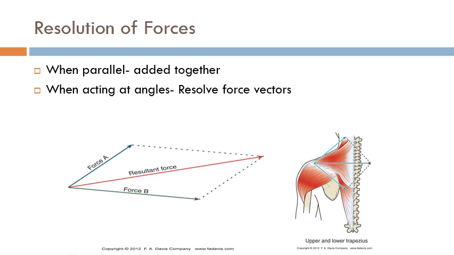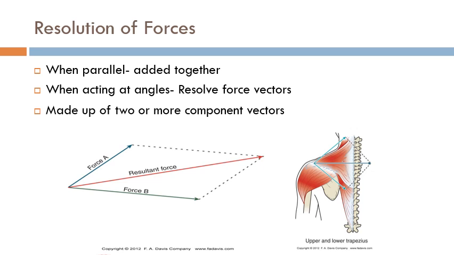Now, if they're coming from the same point and acting at angles, you then have to resolve vectors. In this case, a lot of times you'll make what's called a parallelogram. That's the shape that you're looking at here. This is a parallelogram.